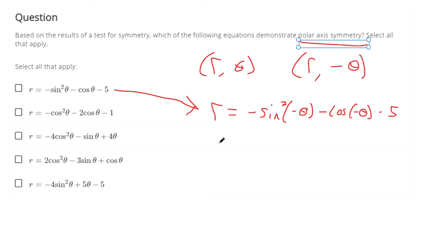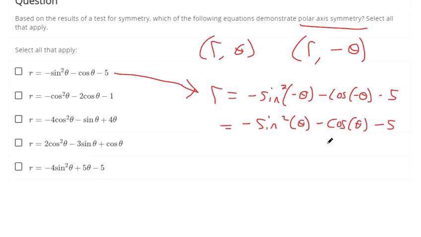Okay, so this is sine negative theta squared. Whatever happens in here, it's going to be squared. So even though sine of negative theta is the same thing as negative sine theta, it's going to be squared, so that negative sign is gone. This negative sign on the outside, though, still hangs around. And then here, cosine of negative theta is the same thing as cosine of positive theta, because cosine is even. Does that match? Yeah, that matches. So this one has polar axis symmetry.